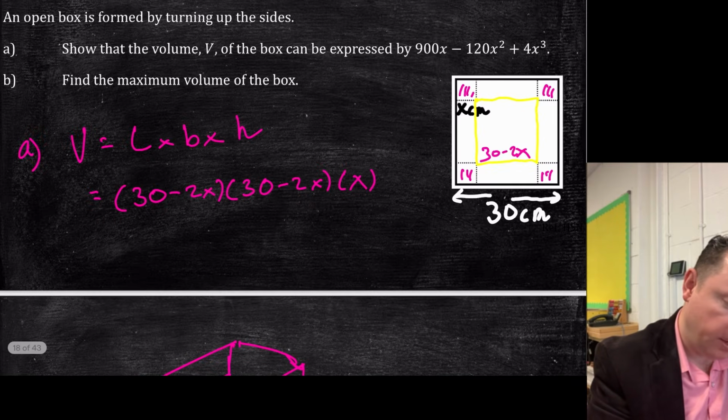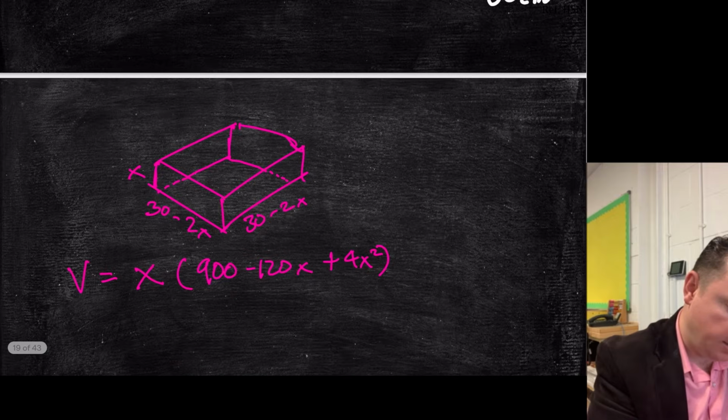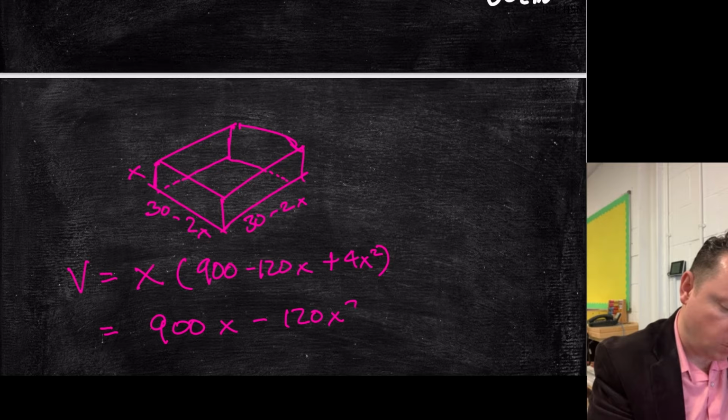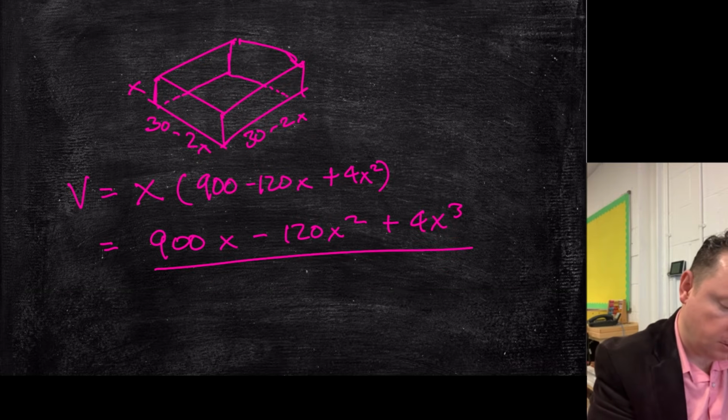And then just check the form we left it in. Yep, we need to expand that again. So that's 900x minus 120x squared plus 4x cubed. We have done it. So that's part A.